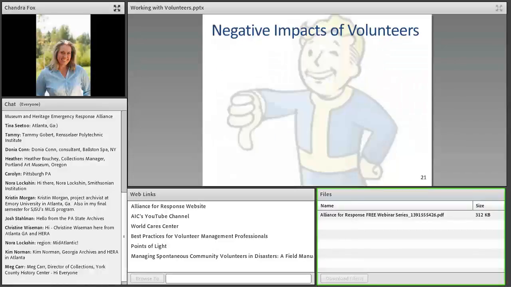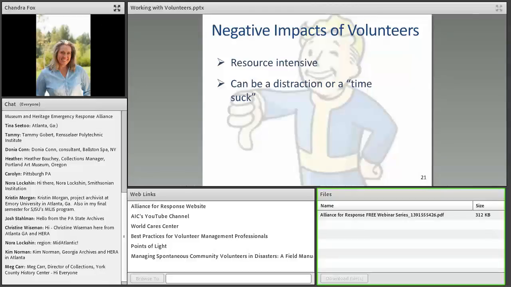But unfortunately, yes, we have an opposite side, and there are negative impacts when dealing with volunteers as well. They are resource intensive. Oh my gosh. They require resources to supervise, to staff, all of those sorts of things. They can be a distraction, or my favorite term, time suck. You have a lot of things you need to do. In a response situation, your attention is being pulled in any number of directions, and you have things you need to be working on, and yet you have this pull to oversee and manage and supervise your volunteers.